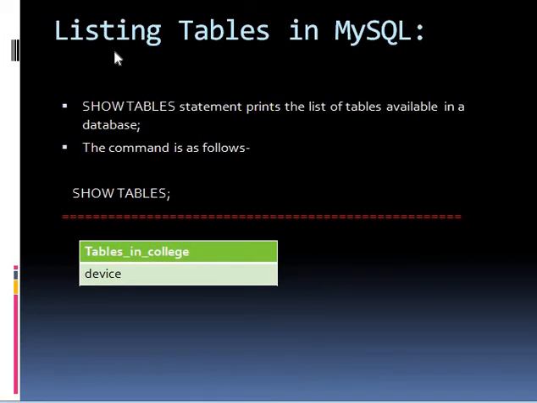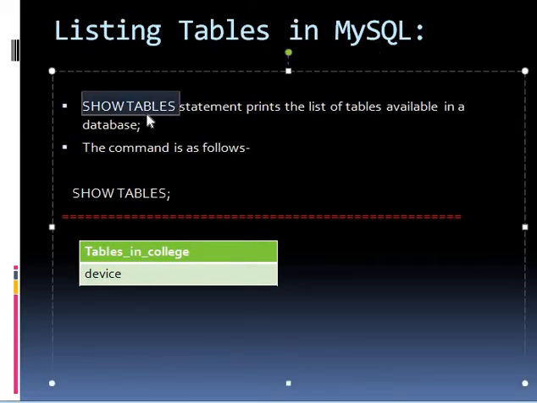Now there is a command to display all the available list of tables in your MySQL database. The name of that command is show tables. This command prints the list of tables available in your MySQL database. Now firstly, what is a database? A database acts like a container for holding tables. Inside a database, you can store unlimited number of tables.